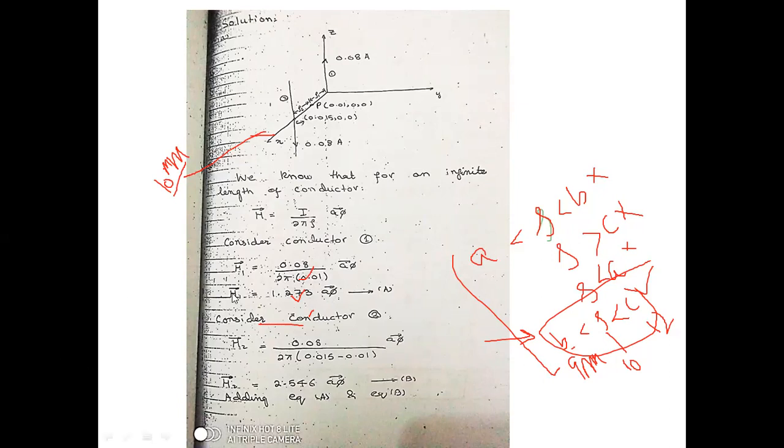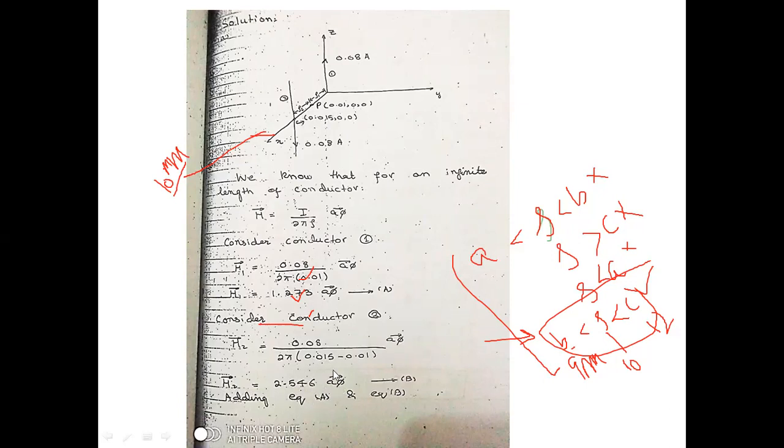Now consider conductor number 2, which is located somewhere here. So h is equal to 0.08 divided by 2 pi, according to this relation, where the current is 0.08. Now the distance from the conductor location to the point of observation: this is 0.015, this is 0.01. So we will subtract 0.015 minus 0.01. So we will get h2 is equal to 2.54, again in the cylindrical coordinate system in the direction of a phi.